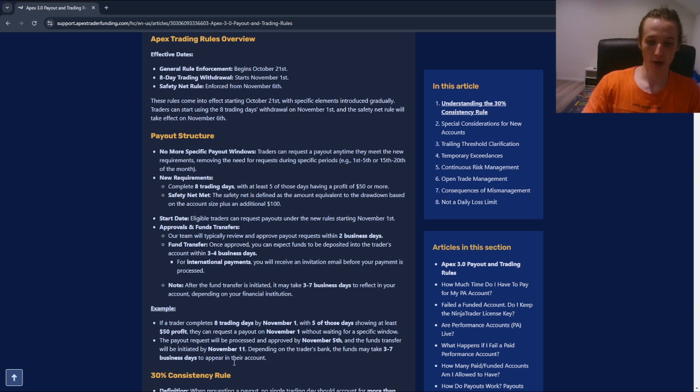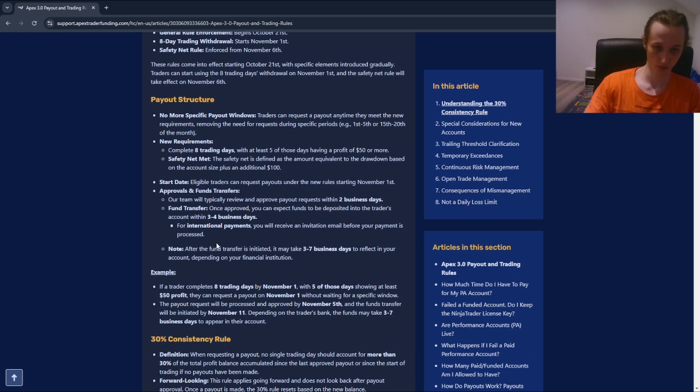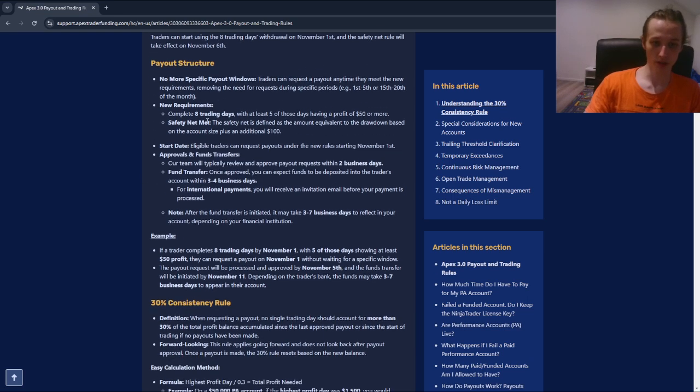So let's see, guys, what's next? Safety net. This is a very important one, guys, and you need to keep this in mind. The safety net is defined as the amount equivalent to the drawdown based on the account size plus an additional $100. Now I'm going to give you guys an example.